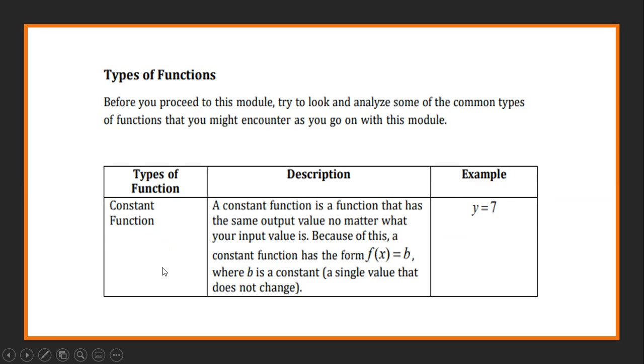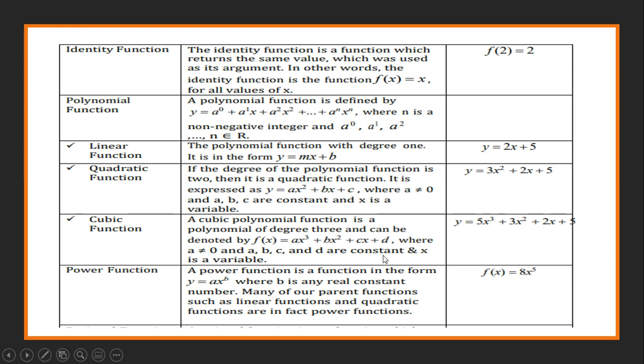So, there are different types of functions. So, constant function, y equals 7. So, tandaan, f of x, lagi ang gagamitin natin as the notation for function. Identity function, f of x equals to the same, yung value. Then, we have the polynomial function. It's given or defined by this, y equals a sub 0 plus a sub 1 x plus a sub 2 x squared plus a sub n x raised to n, where n is a non-negative integer and a sub 0, a sub 1, a sub n are elements of real numbers. So linear function, example nito is y equals to x plus 5.